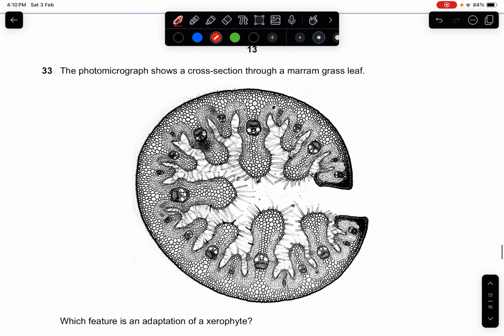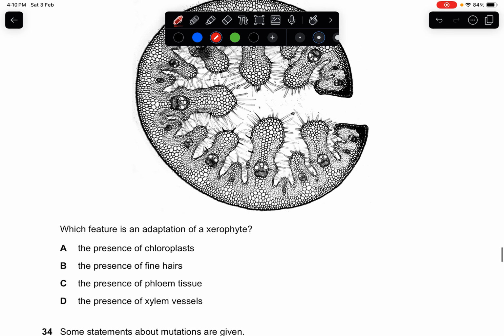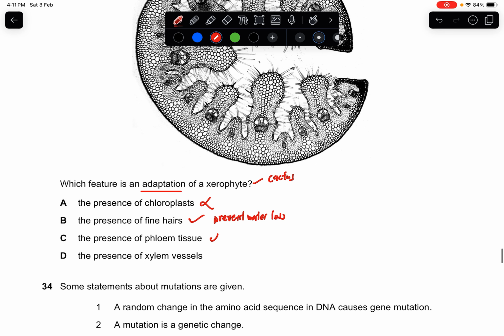Question 33. The photomicrograph shows a cross-section through the marram grass leaf. Which feature is an adaptation of a xerophyte? The presence of chloroplast? No. A xerophyte is like a cactus, you know. So presence of chloroplast doesn't matter. They want an adaptation. The presence of fine hairs? Yes, to prevent water loss. The presence of phloem tissue, not really, and xylem vessel, not really. So the answer is B.